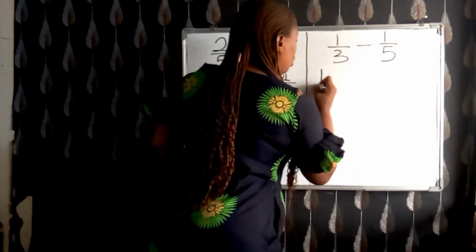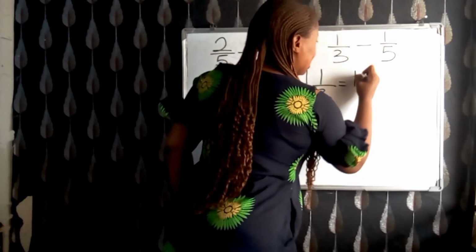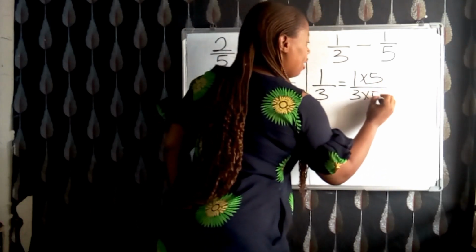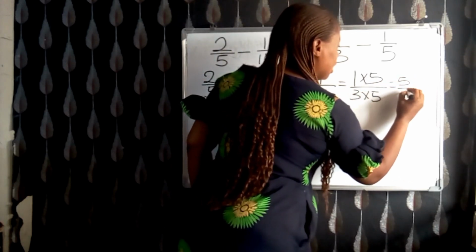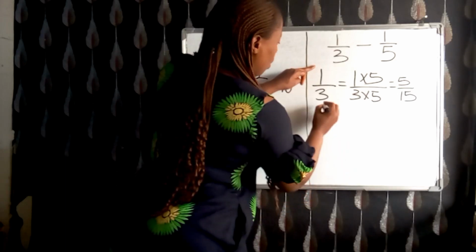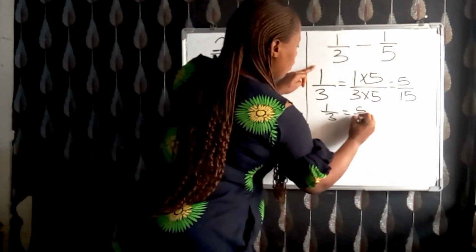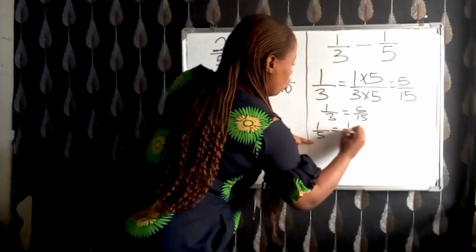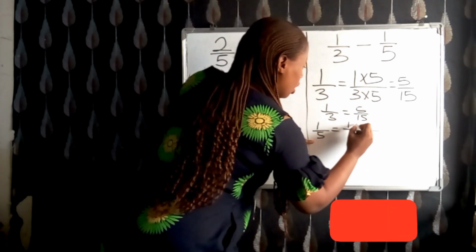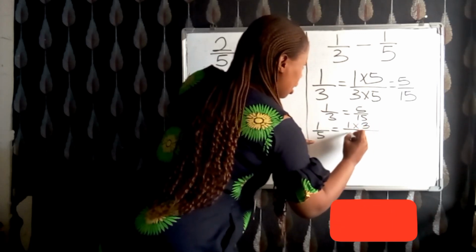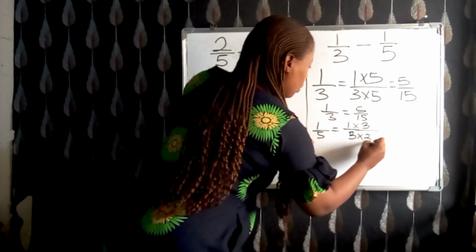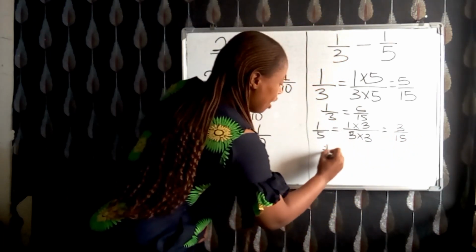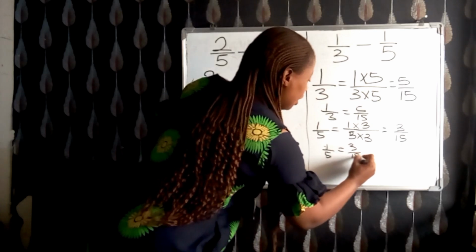So let's do that. We have 1 over 3 equals 1 times 5 all over 3 times 5. We have 5 over 15. That's for the first fraction. So we have 1 over 3 is equivalent to 5 over 15. Let's do the same for the second fraction. 1 over 5 equals 1 times 3 and 5 times 3. So here we have 3 over 15. So 1 over 5 equals 3 over 15.